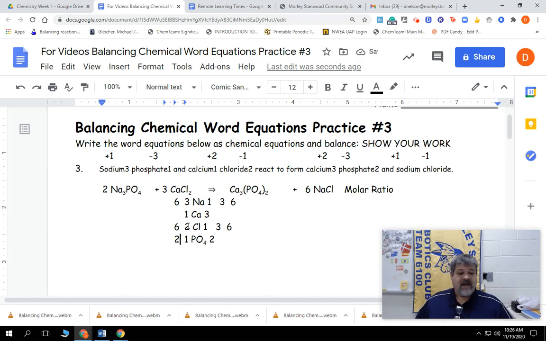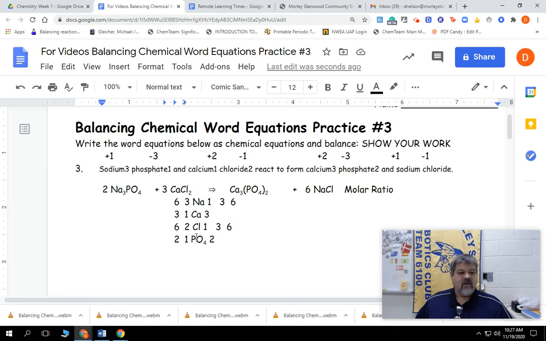Okay. Now, one thing I didn't change when we did this up here is when I put a 3 here, I changed my chlorine, but I didn't change my calcium. So I forgot to do that. So let's look at the calcium. These are not balanced, but I look at this. I have 3 calciums. So if I put that in there, I have 3. Now my calciums match up. So I have 6 sodiums on each side, 3 calciums on each side, 6 chlorines on each side, and 2 phosphates on each side.